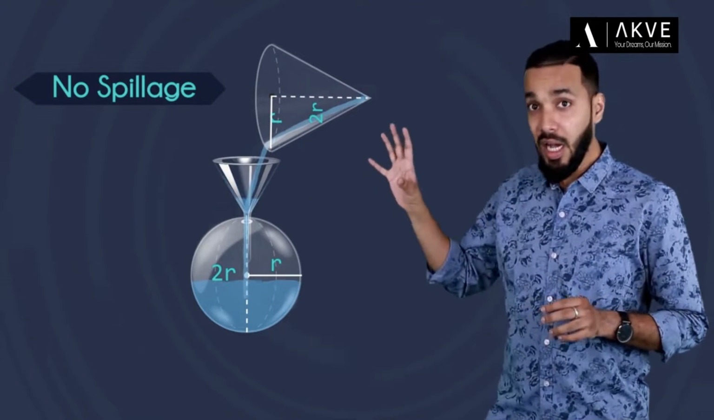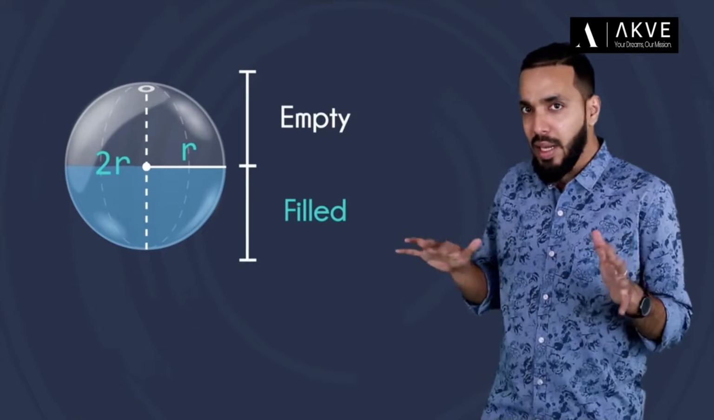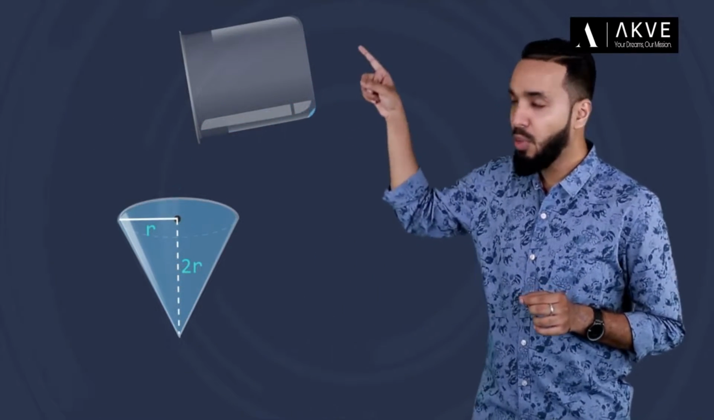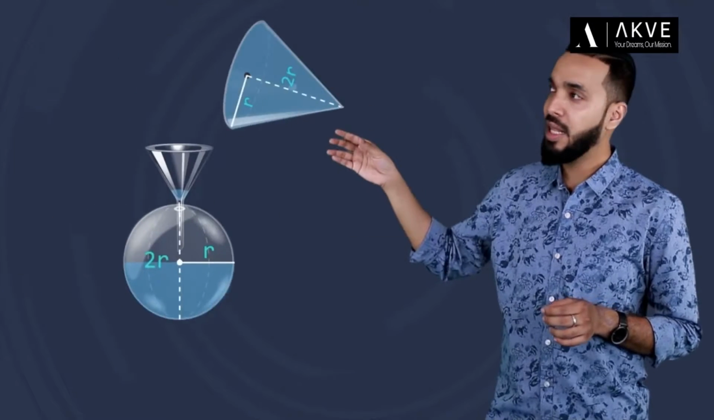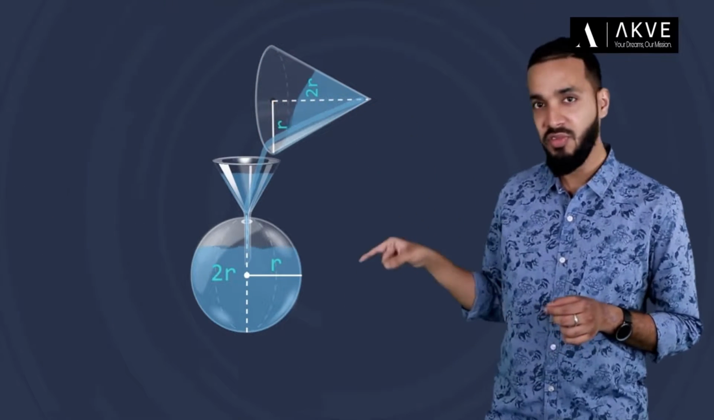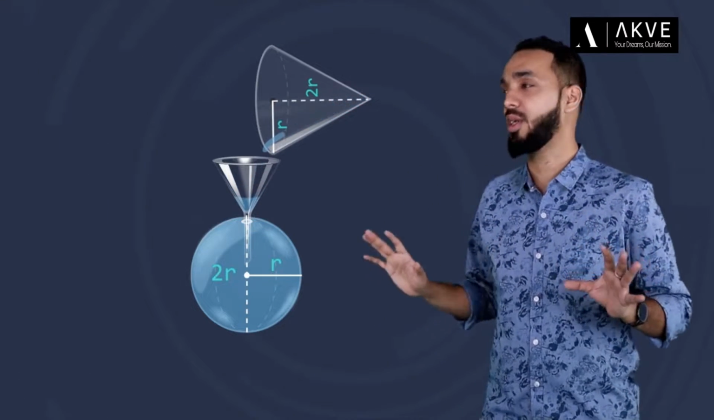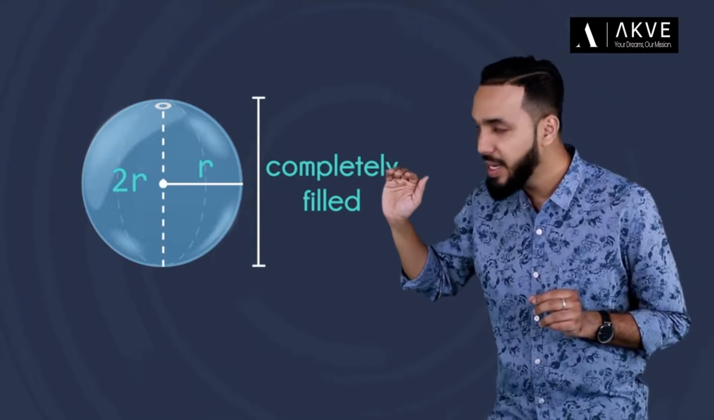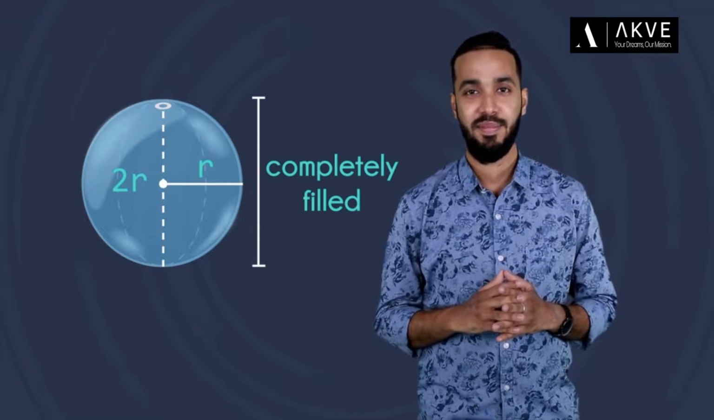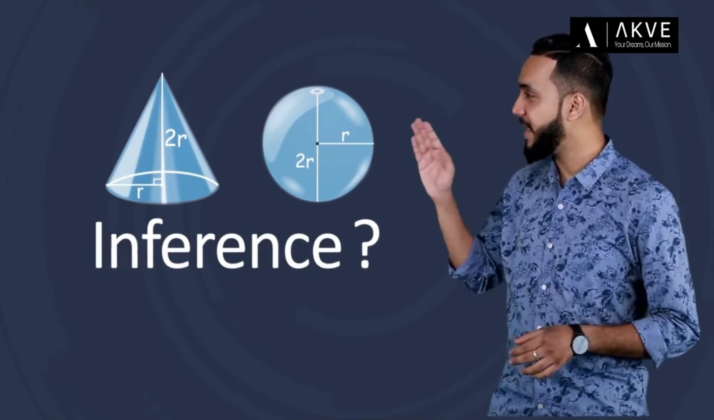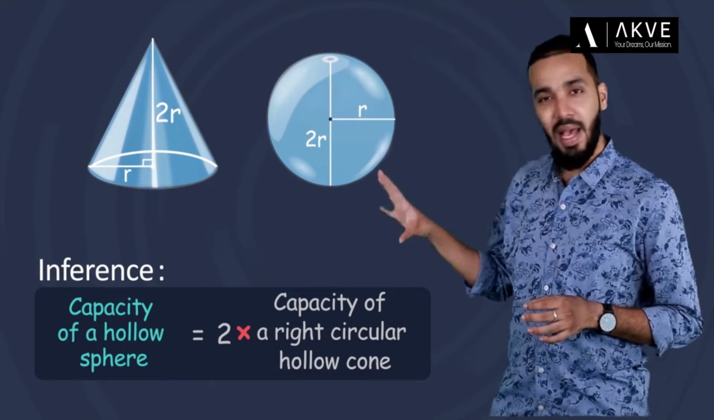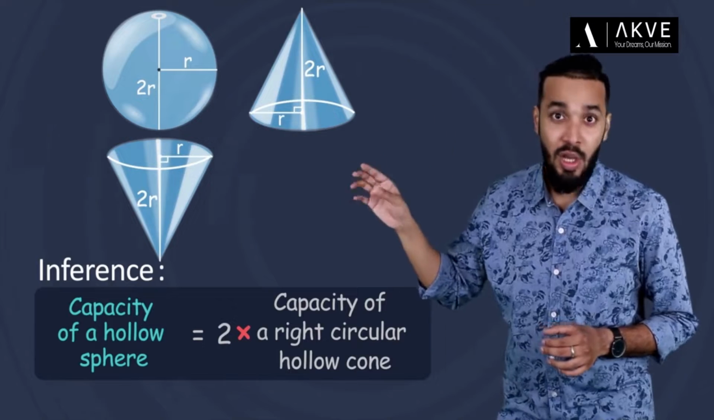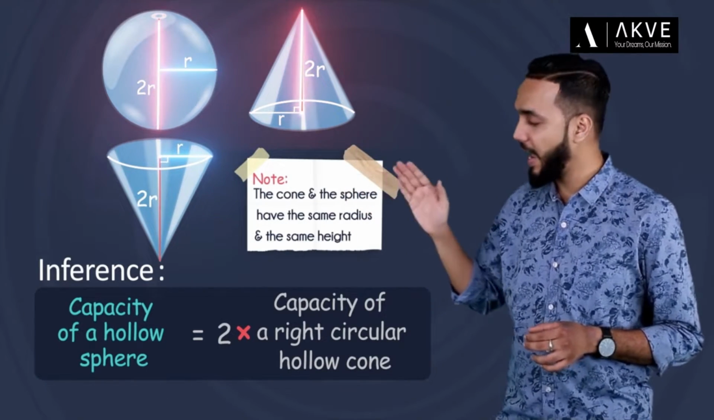We can see that a good part of the hollow sphere gets filled, but around the same part is still left. So, we fill the hollow cone with water once again right up to the brim and then pour the water from the cone into the sphere, ensuring that there's no wastage of water at all. We can see that this time the hollow sphere gets completely filled to the brim. So, what do we infer from this experiment? We infer that the capacity of a hollow sphere is twice the capacity of a right circular hollow cone with the same radius and the same height as the sphere.